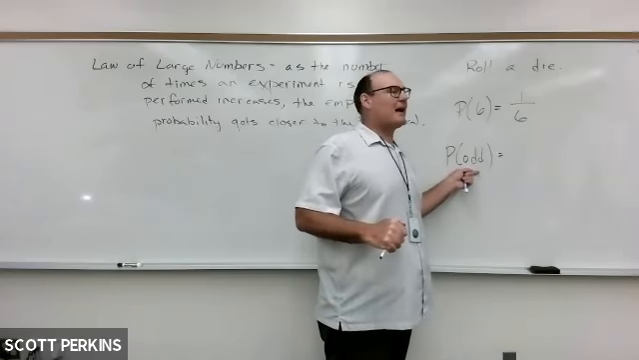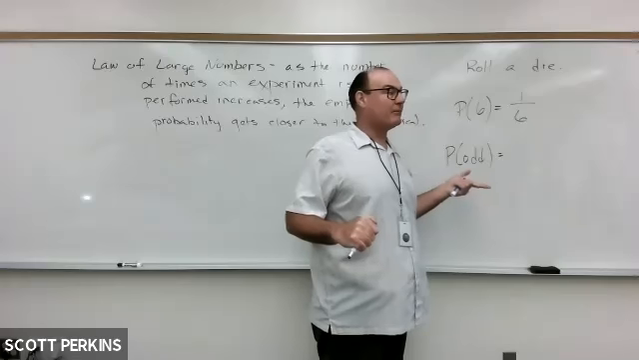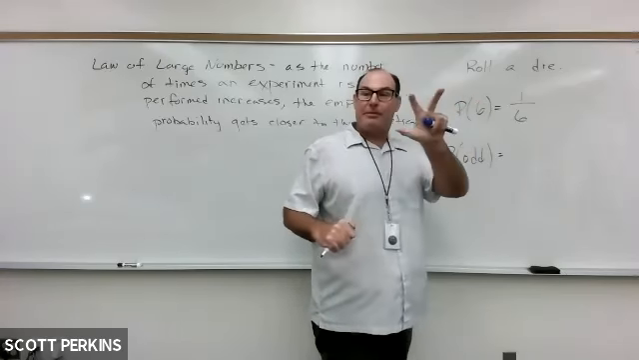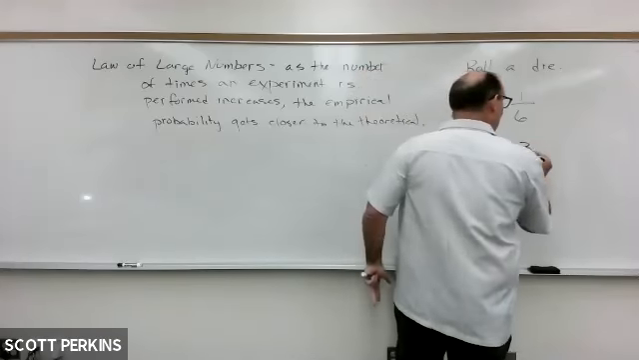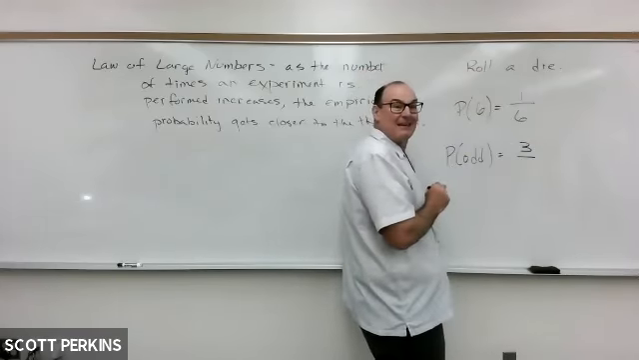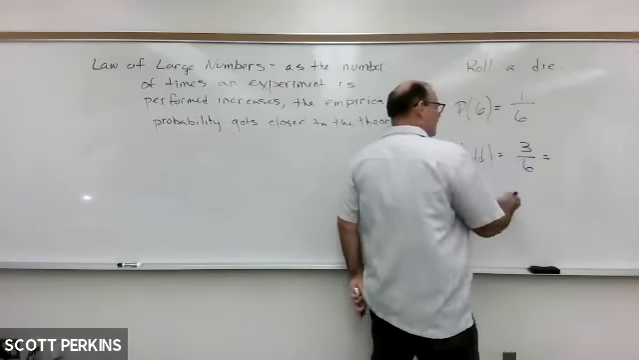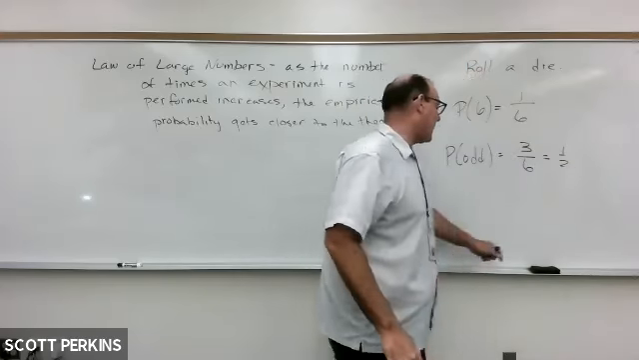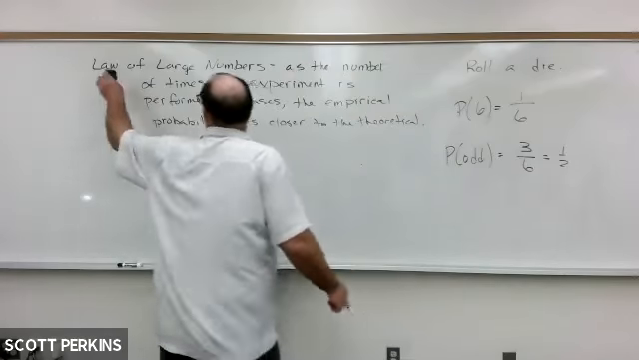All right, when I roll my die, how many odd numbers are there? 3. The 1, the 3, the 5. I made that mistake earlier. There are 3 possible odd numbers out of how many? 6. Okay, so I'm going to reduce this. 3 goes into both of those. So half the time you should get an odd number. Excellent. Try this next one.